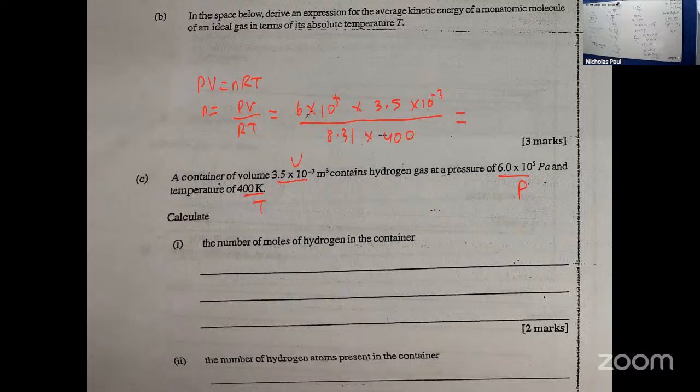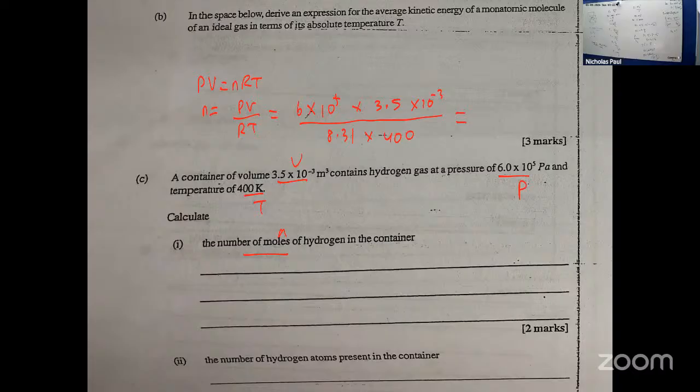Right, so look at what we have. We have volume, we have pressure, we have temperature, and they want us to find what? N, right? Which formula has P, V, T and small n in it? PV is equal to nRT.